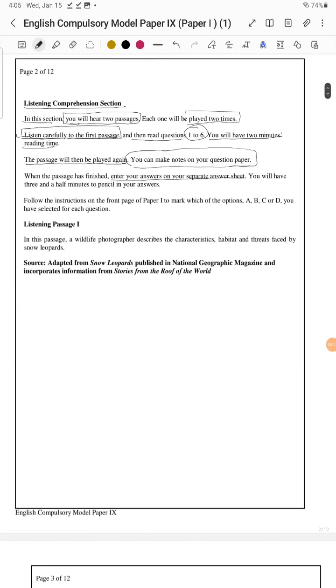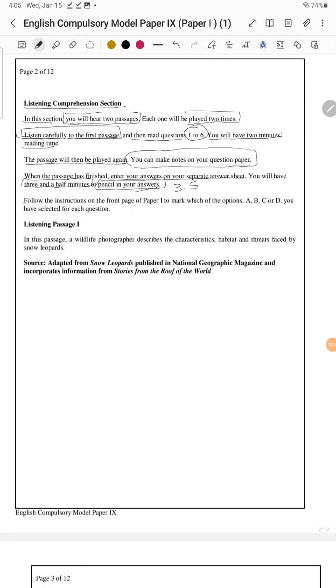Then you have 3.5 minutes. It means you will have approximately 3.5 minutes to pencil your answers.